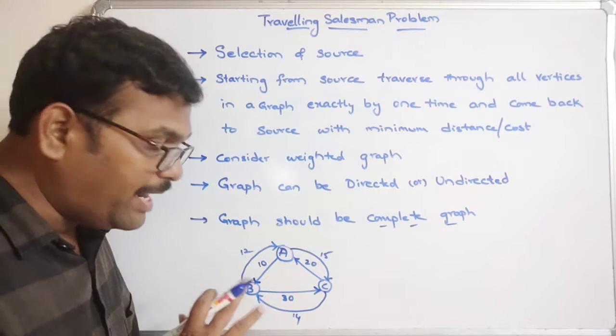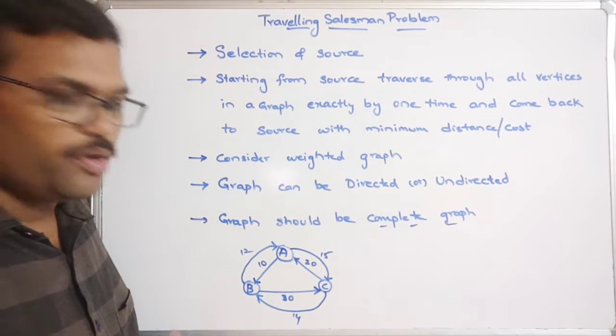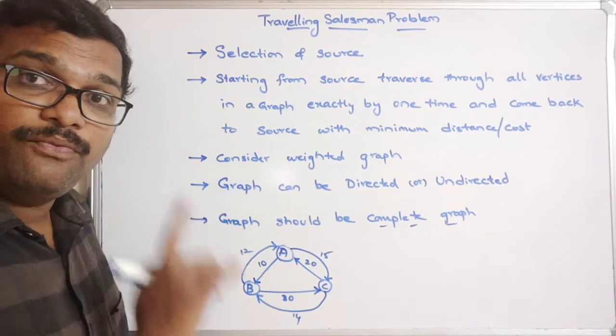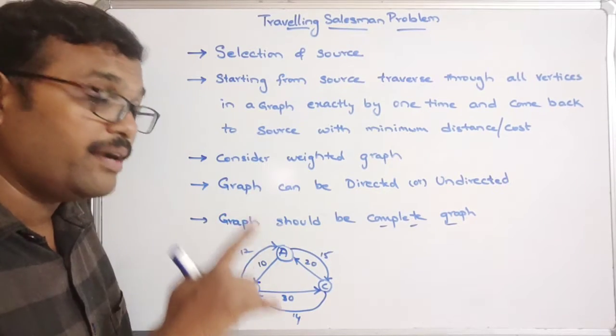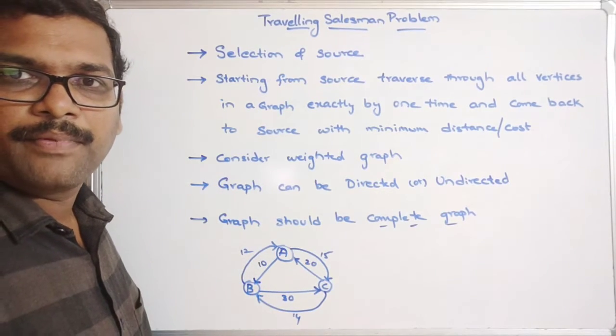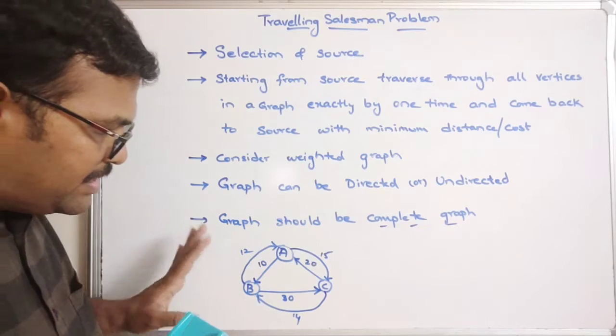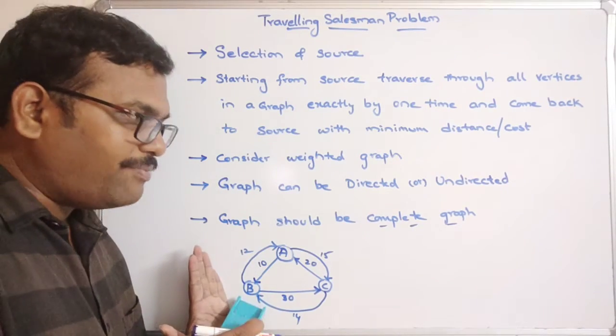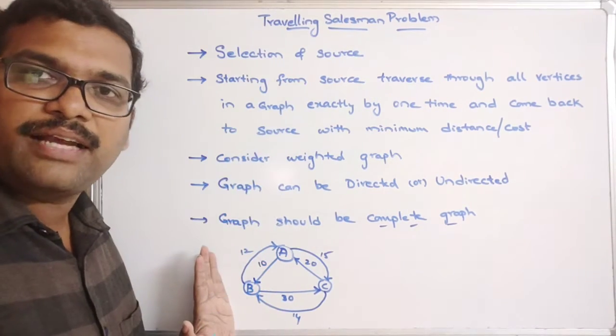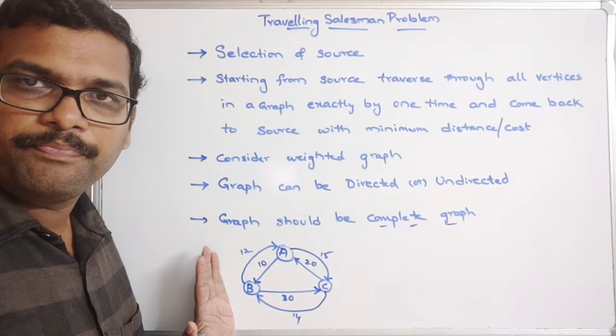This is a complete directed weighted graph. Okay, so in such type of graphs we can apply the traveling salesman problem.